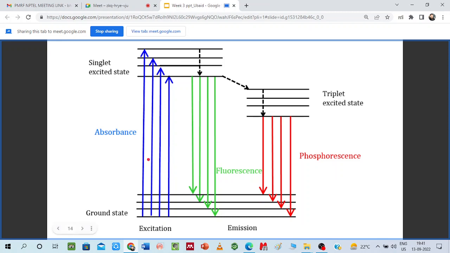When light of some particular wavelength is given, that wavelength of light gets absorbed by these fluorophores. They absorb this light, and due to the absorption of the light, they go from the ground state to the excited state.